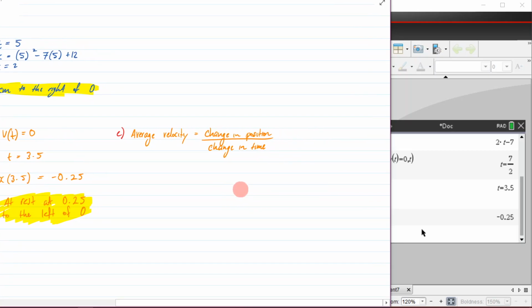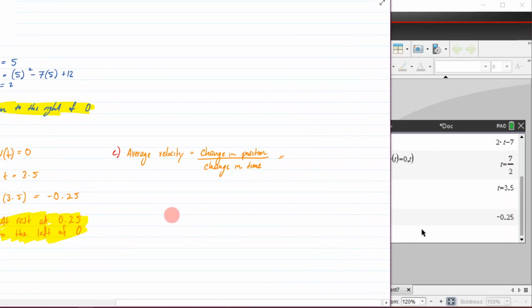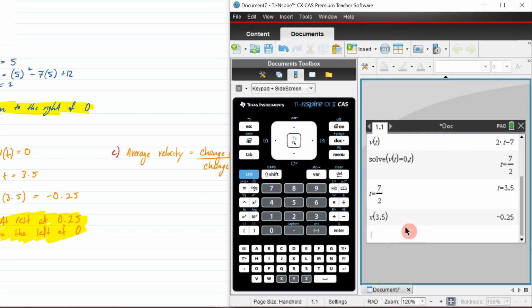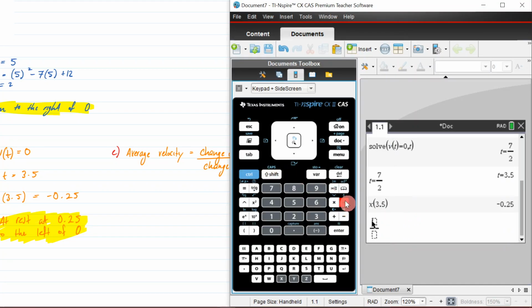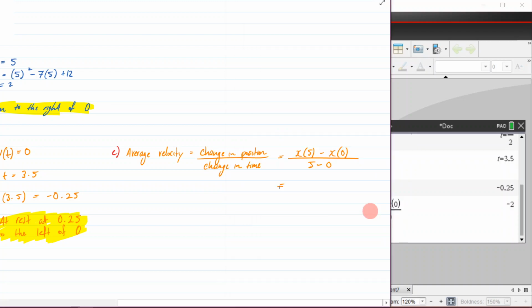So what I can do here is just say, well, it's for the first 5 seconds, am I right? Yes. So it's going to be x of 5 minus x of 0 over 5 minus 0. And I could just chuck all of that into the CAS. So let's go x of 5 minus x of 0, then this will just be 5 minus 0. My answer is going to be negative 2 centimeters a second.